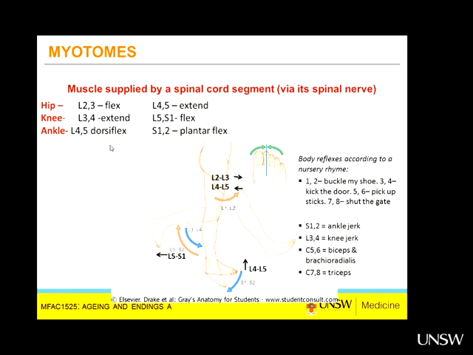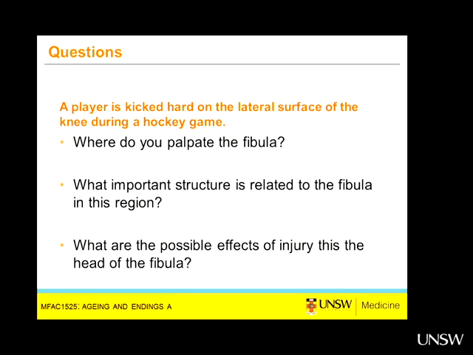It actually is handy to remember because that's how we test for nerve root lesions, by looking at the movements of these joints. There's a useful little nursery rhyme that you can use to remember all of these different myotomes, and I think we've had it in the prac a few weeks ago as well. Okay, so to finish, in the last 15 minutes, we'll do some examples. So have a read of that and let's see if we can work it out.